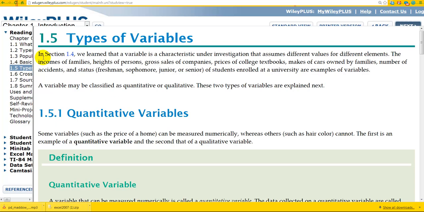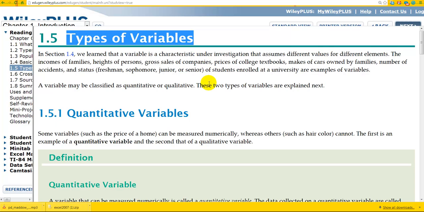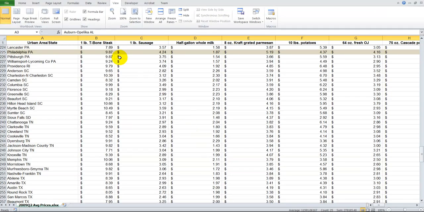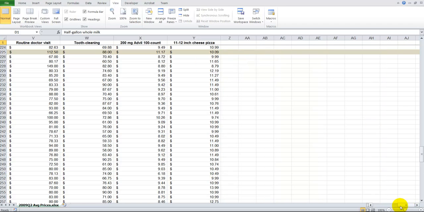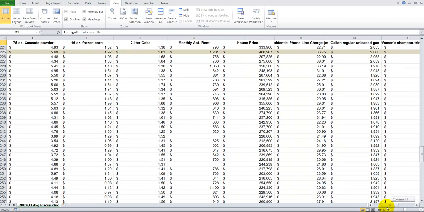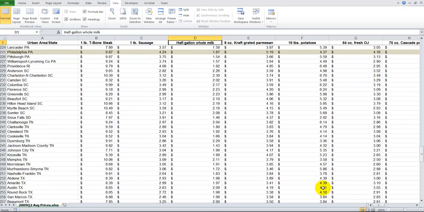Okay, let's continue with section 1.5, types of variables. So we saw, for example, in this spreadsheet, here's a variable, here's a variable, here's a variable, and we can keep going over all of these. These are all variables. Now, actually, these are all of the same type. What I mean by that is these are all what we call numeric variables or quantitative variables. They're numbers. They're dollar amounts, but they're numbers.